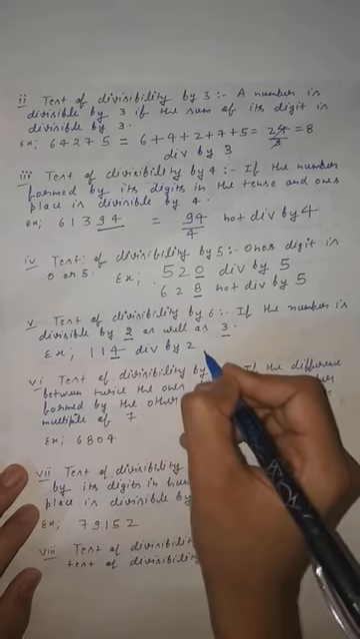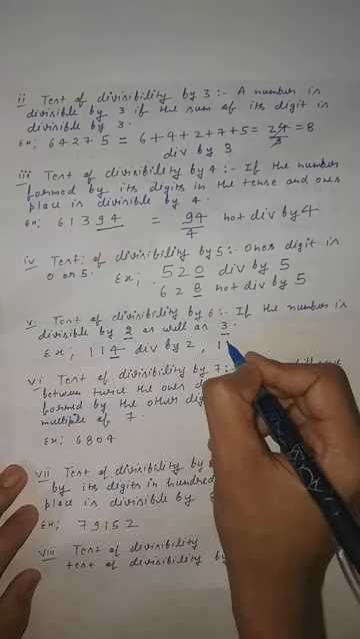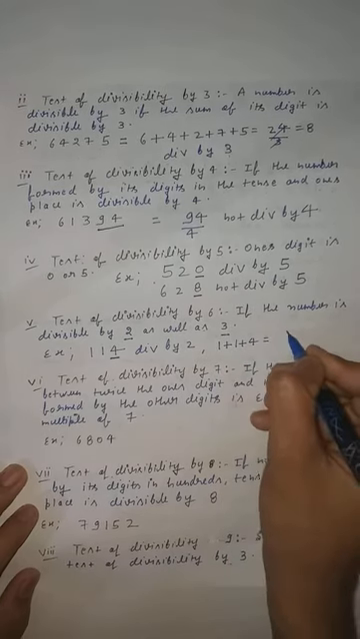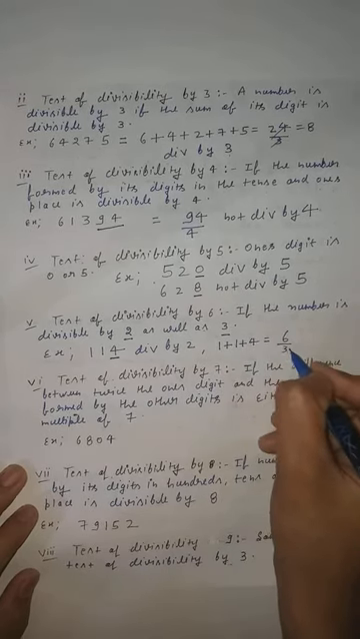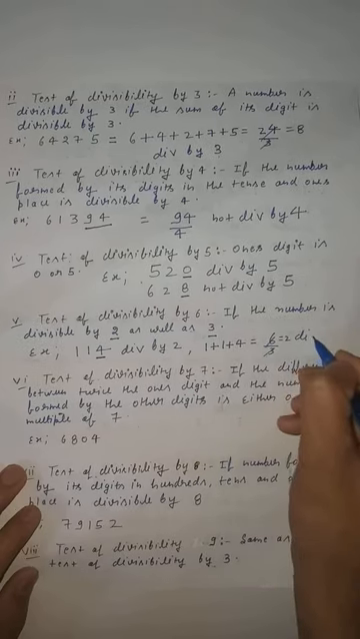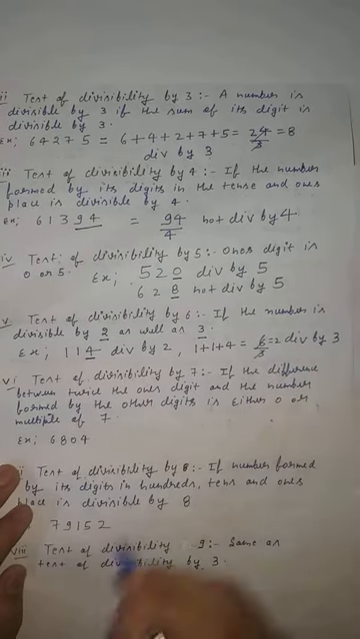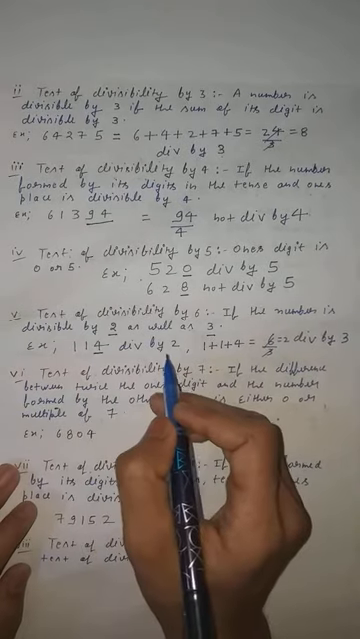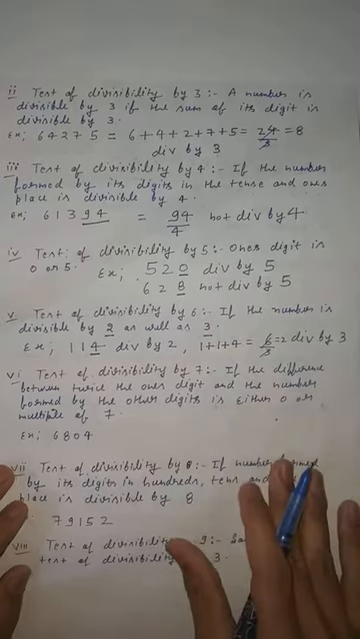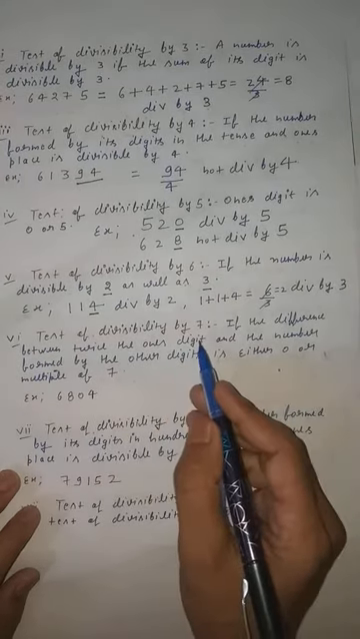Now for 3, what will you do? You will find the sum of the digits. So the sum is 1 plus 1 plus 4, which gives 6. Now you know that 6 is divisible by 3, so you can write down divisible by 3. So what is the conclusion? If the number is divisible by 2 as well as 3, then you can say the number is divisible by 6. Clear students?